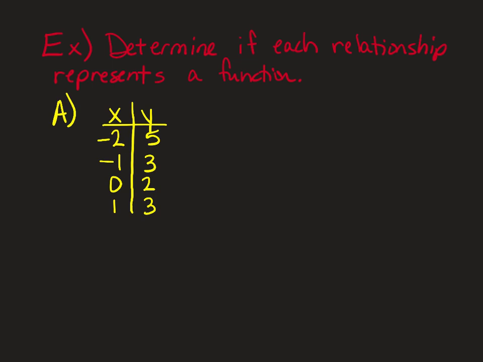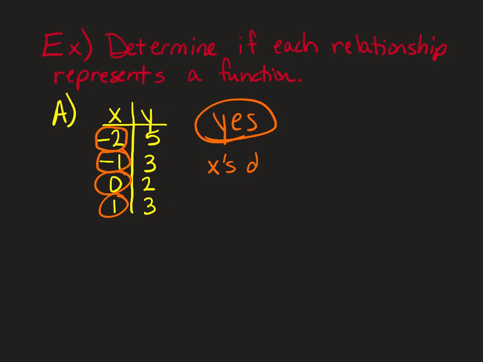So our definition of a function says that each input, x, has exactly one output, y. We also have the hint that our x's don't repeat. So I'm going to look at the x's. I have -2, -1, 0, and 1. They're all different. The x's don't repeat, so yes, this is a function.